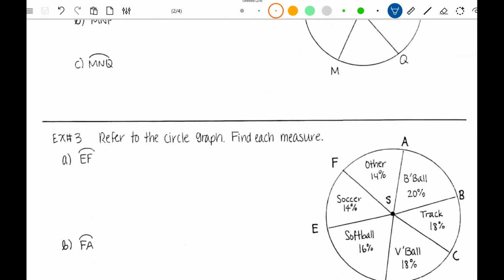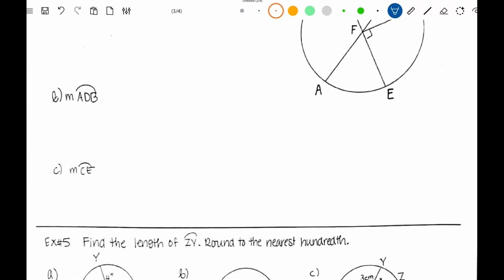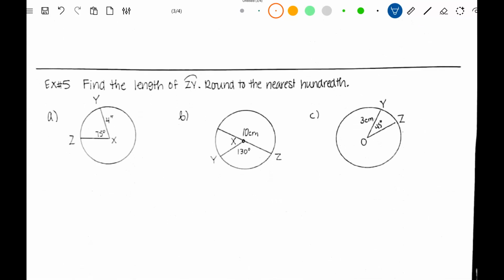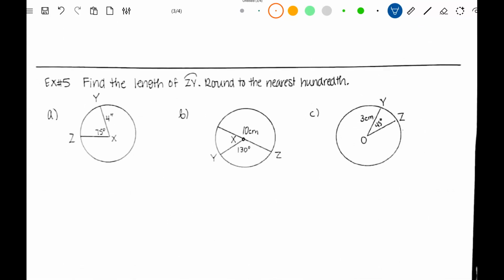So I'm going to do one example. I'm going to do example number 5A. Find the length of ZY, from here to here. Now it opens up 75 degrees. So from Z to Y is 75 degrees out of that 360 degrees. But we want to find how far it is from here to there.